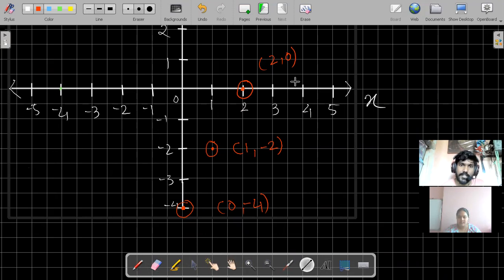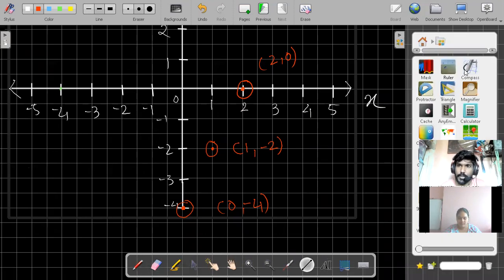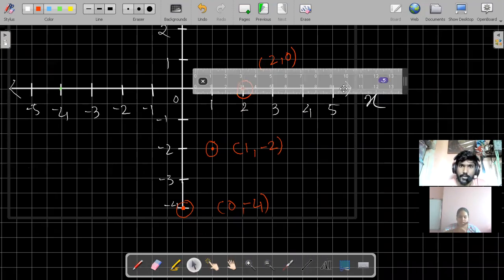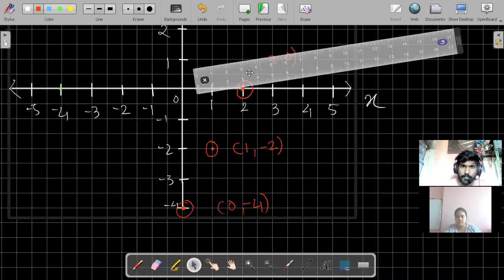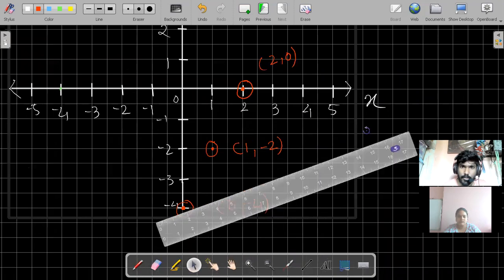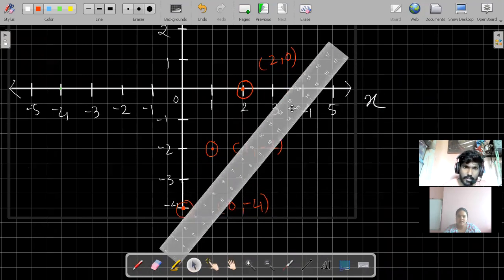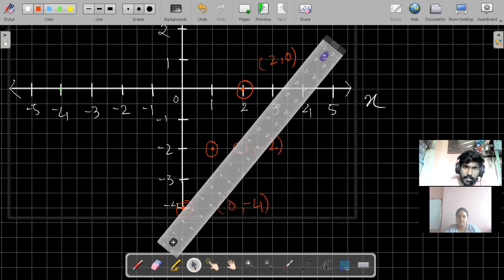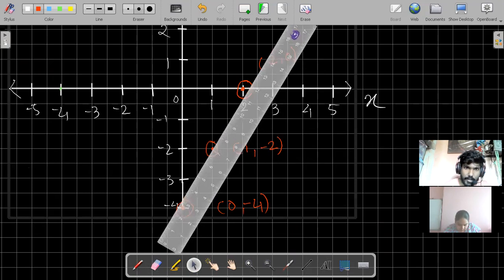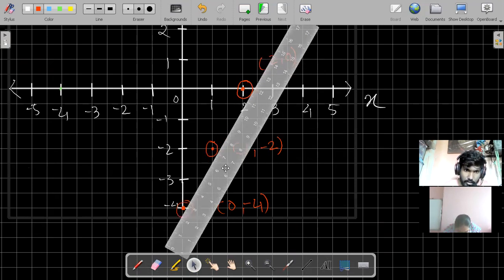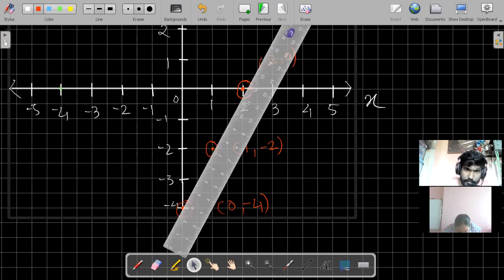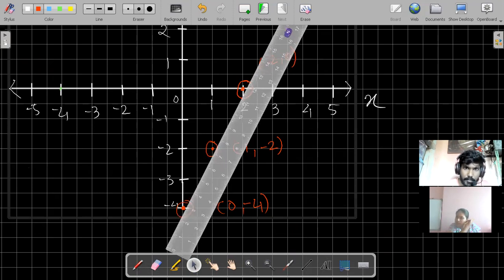Now you see, we have got 3 points. Now take your ruler and put it on the line across all the three. Just see, approximately it has to pass through all the three. Draw a big line, bigger.